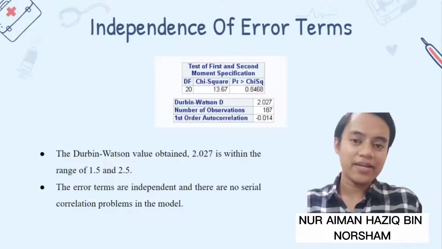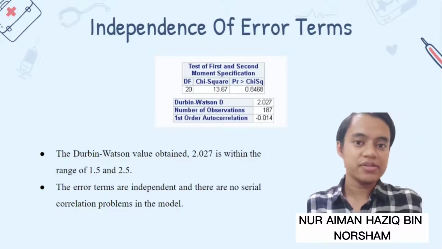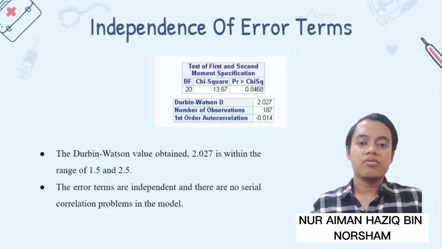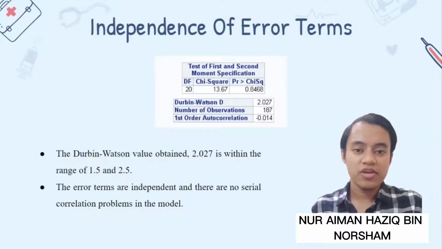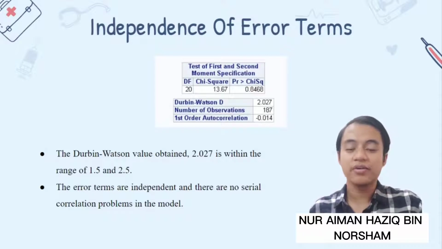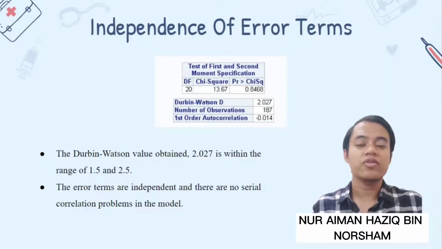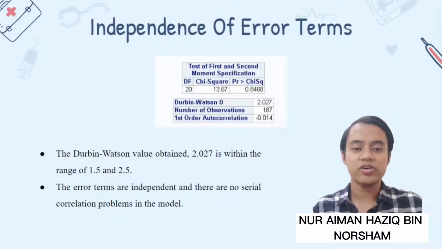Next, for the independence of error terms of the original model, the Durbin-Watson value obtained, 2.027, is within the range of 1.5 and 2.5. Thus, we could assume that the error terms are independent and there are no serial correlation problems in the model.